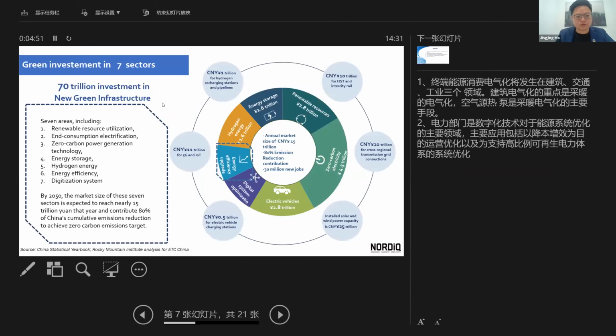There are 7 major green investment sectors based on this 138 trillion investment. As we can see here, they range from renewable energy utilization to end consumption side electrification, zero carbon power technology and energy storage, hydrogen, energy efficiency, and digitization. So today we are going to focus on this 11 trillion RMB market on energy efficiency. That's mostly what the wastewater sector covers, the potential for upgrading the existing infrastructure.